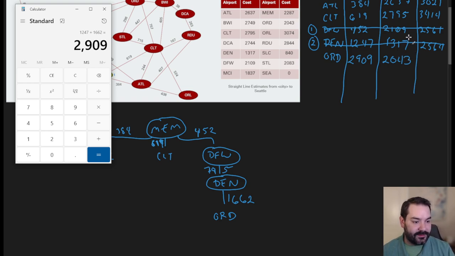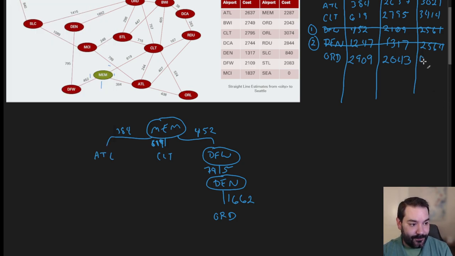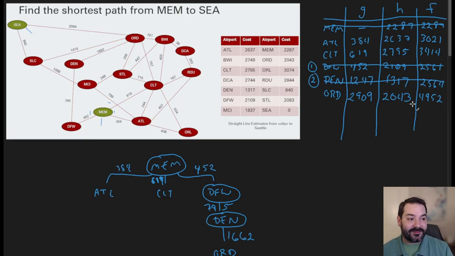Then I'm going to walk through that. So that's 2,909 plus 2,043. 4,952. So this is some of the heartaches that you may run into when you're working through A star: I'm more than likely sure that this is the pathway, but I have to do considerations beforehand. I still have to see what's the next thing in the queue.